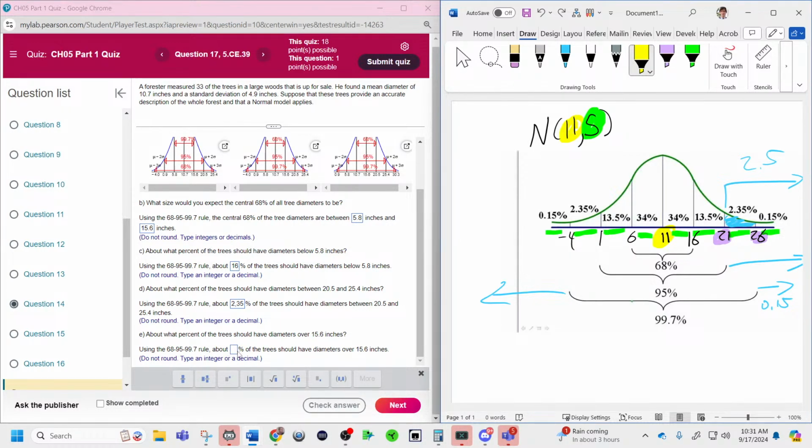And now it wants the percent over 15.6. Great job, Kylie, right there. I think you got this one. Try to shade it, and I'll show you the answer in a second. What percent of area is over 15.6, which is 16 on our curve?